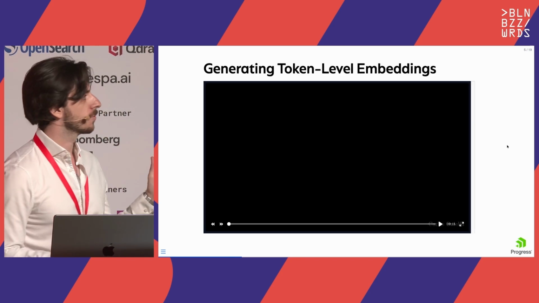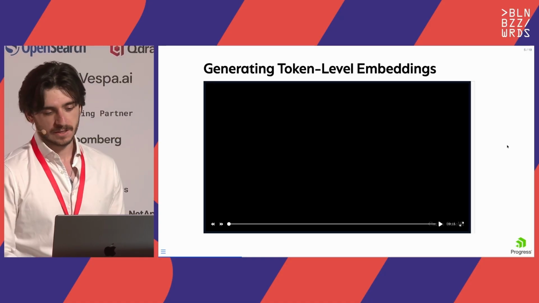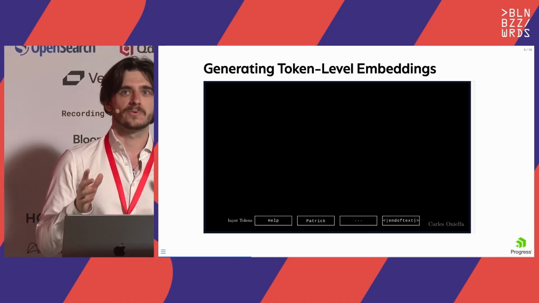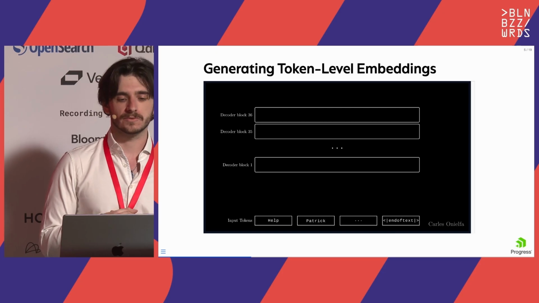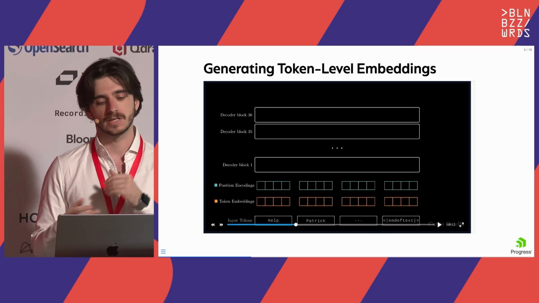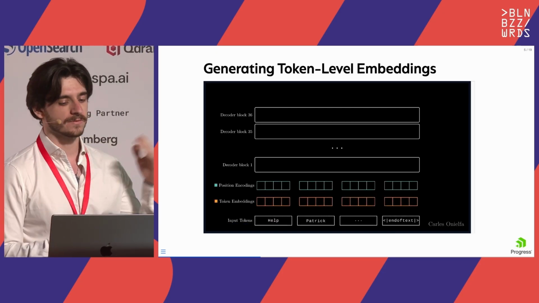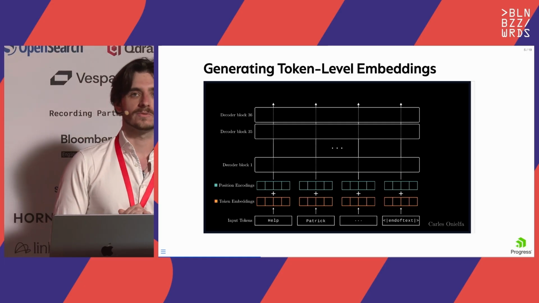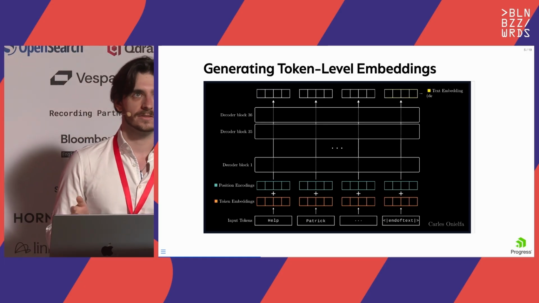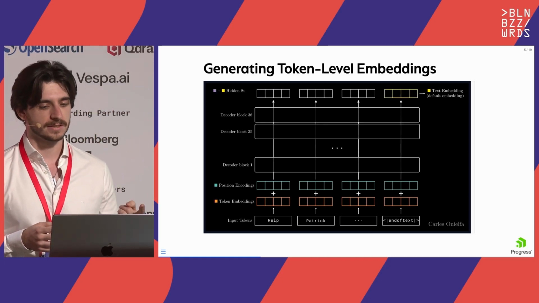Moving on, how we'll be getting those token level embeddings. When we do sentence embeddings, what we do is tokenize our text, of course, and then it goes through all the layers of the model, and we do what's normally called pooling, so just getting a single vector for that sentence.